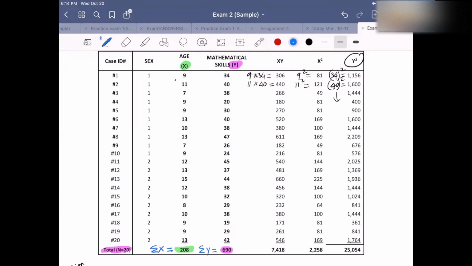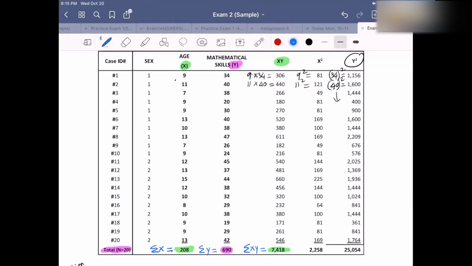And also, the next one is the X times Y. The X times Y here. And if you look at the bottom, it's the sum of all the products of X and Y. And that means it's going to be the sum of X times Y. You add all the products of X and Y together, right? So that's how you got 7,418, okay?